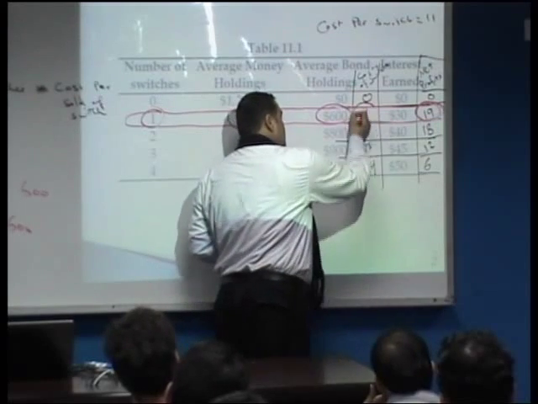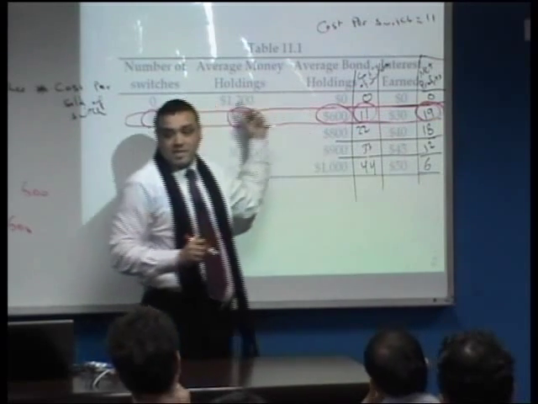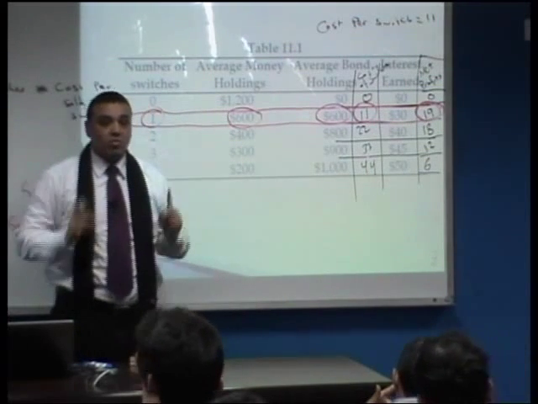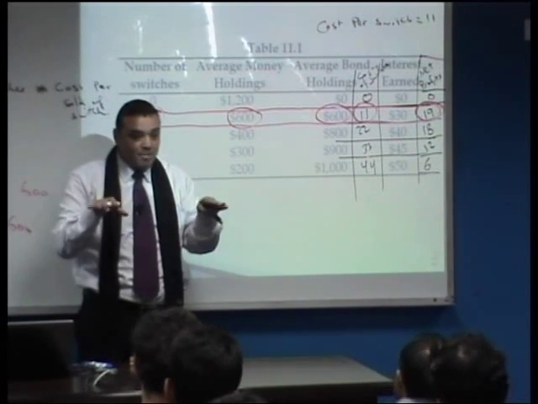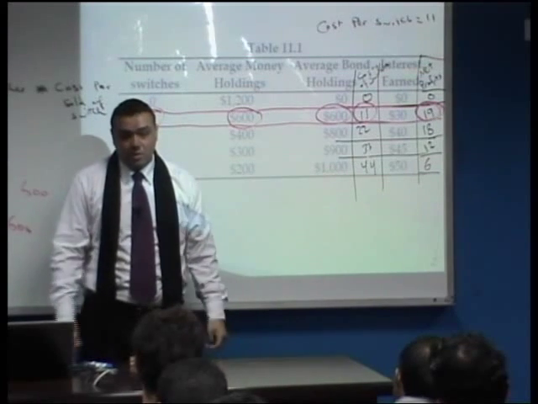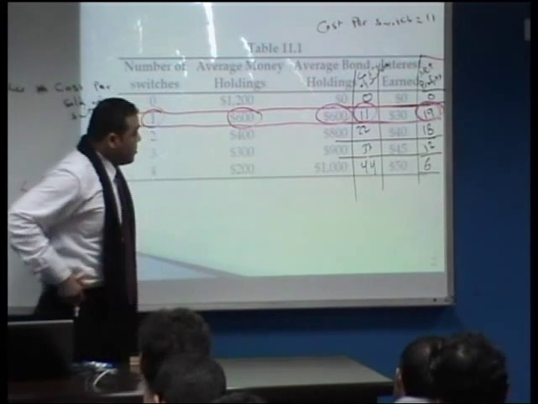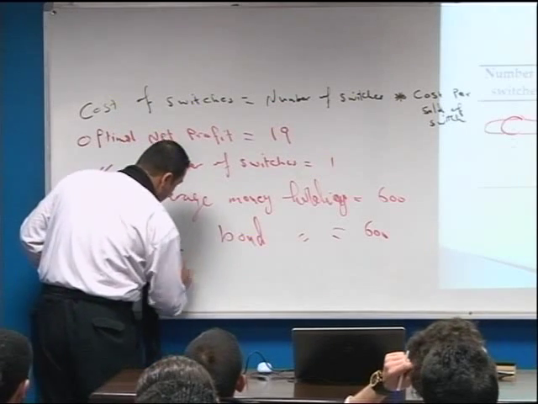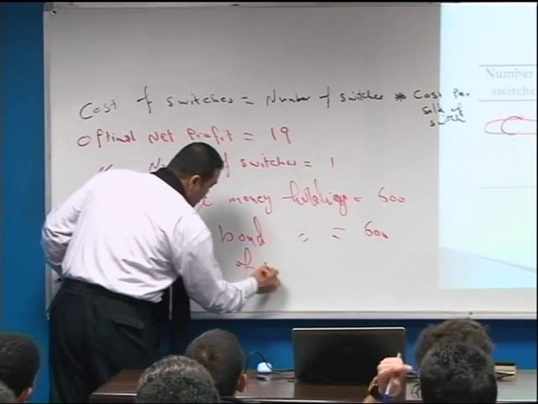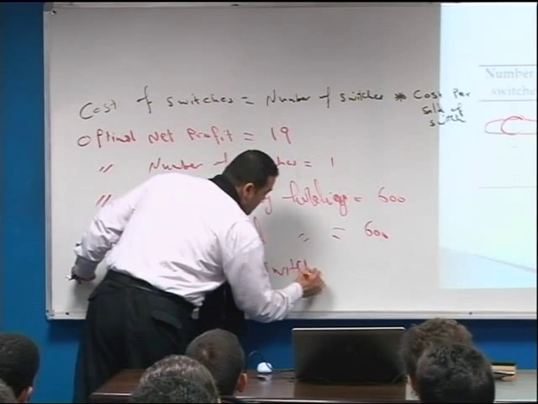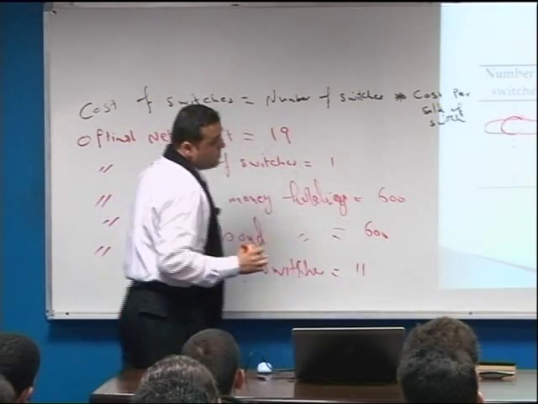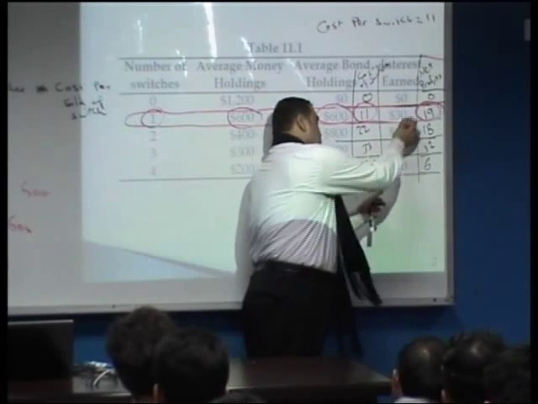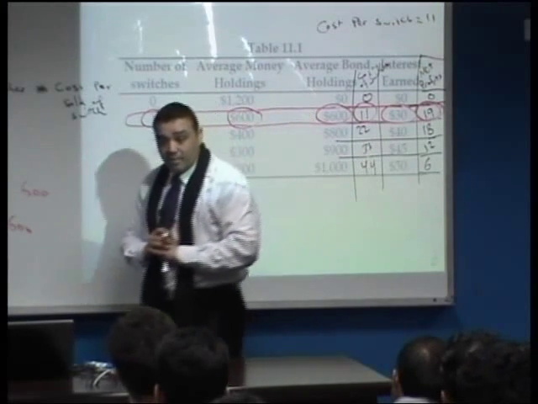Yes. If I determine the optimal net profits, practically I determine everything, all the optimals that correspond to it, which are the solutions. Right. Okay, so the optimal cost of switches equals 11. Okay, the optimal interest earned equals 30. Yes, that's it. Okay.